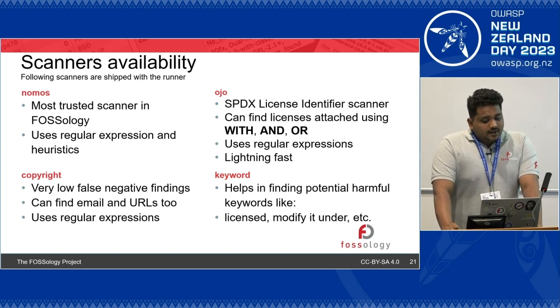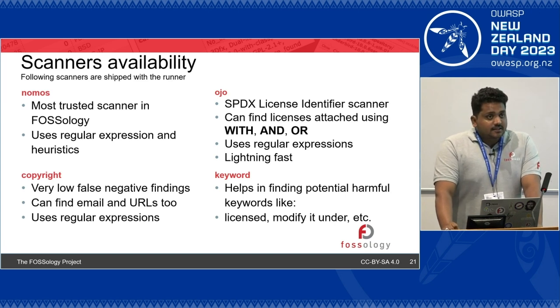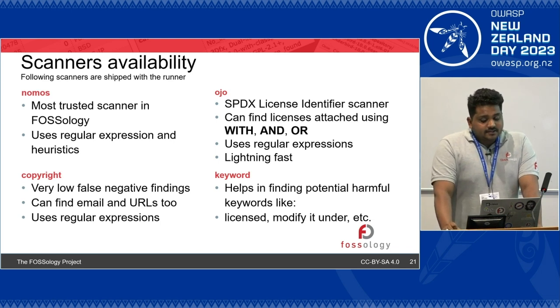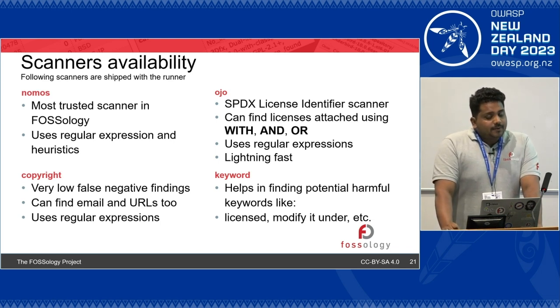And if you take Ojo, it is limited to SPDX license identifiers. It can also differentiate between "with" and "or" findings, and it is very fast because it only finds the license identifiers based on SPDX. And we have Copyright, which produces very low false negative findings, and it can also find emails, URLs, and authors in the component.